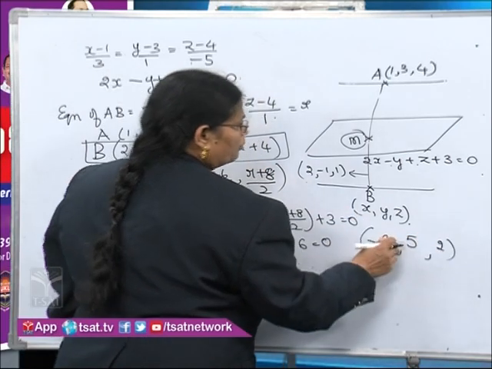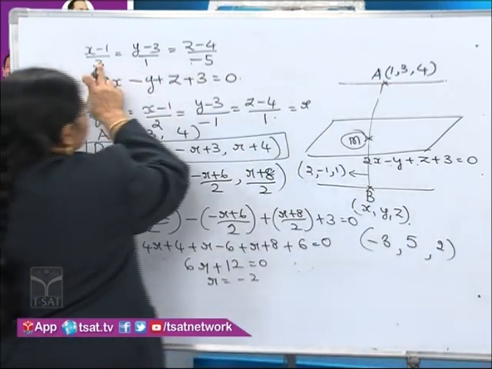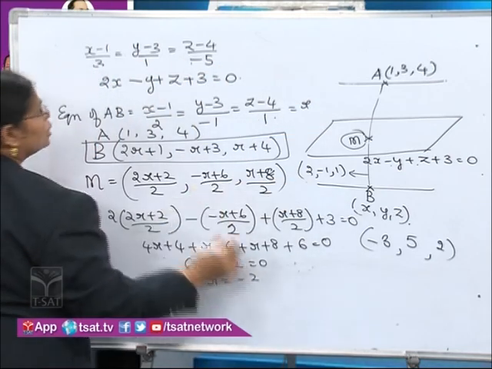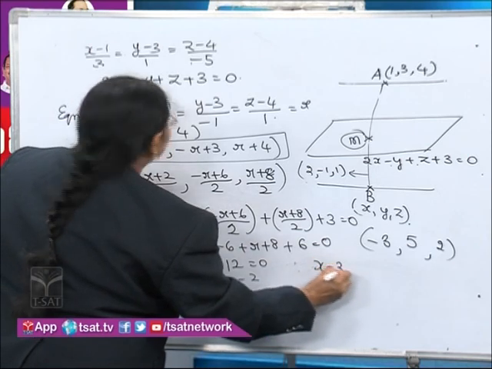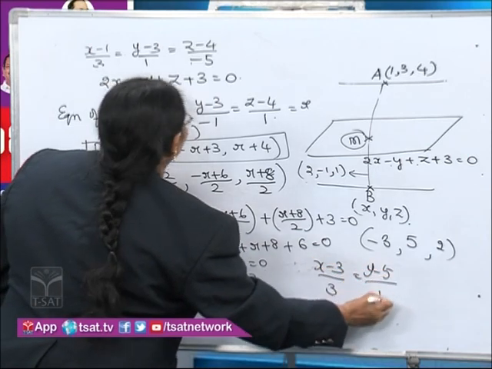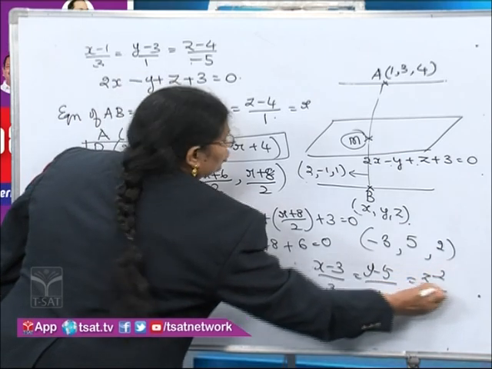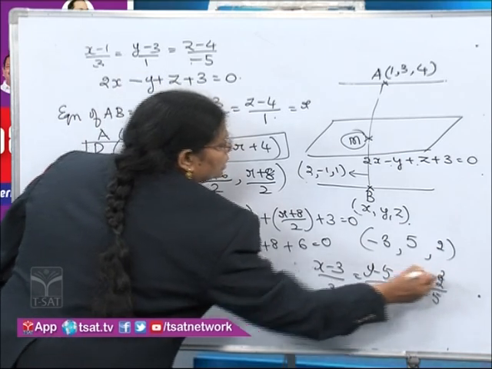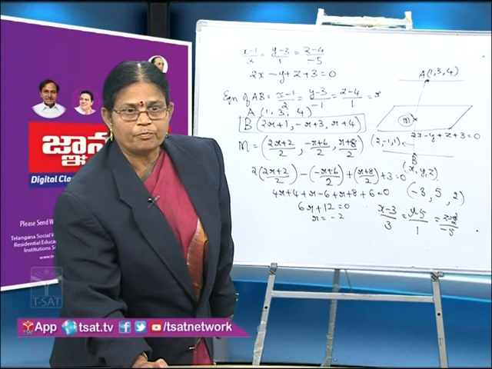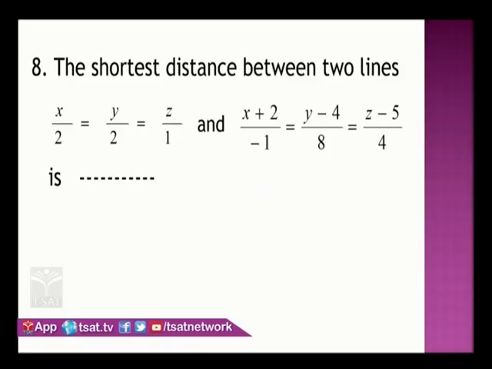We have got the point, and the drs of this line will be the drs of the given line also because it is parallel. So we have (x - 3)/3 = (y - 5)/1 = (z - 2)/(-5). This is the equation of the image line with respect to the plane. For the shortest distance, you have the formula. So you can use the formula and do this problem.